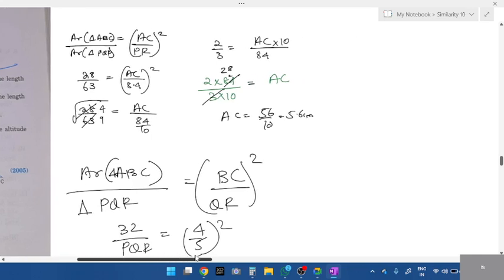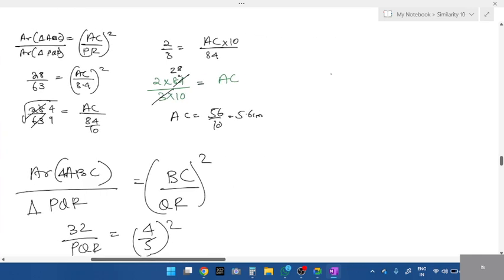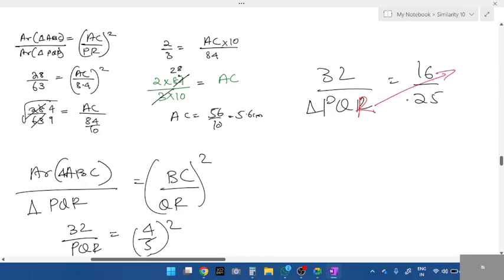Here we don't need to shift the root value. You can find the square root. 32 is equal to triangle PQR is equal to 16 by... PQR is what we need to find, students. It's in the denominator. Shift it to the right hand side. Look at this, Mariana. 25 goes to the left hand side. What do you get? 32 into 25.